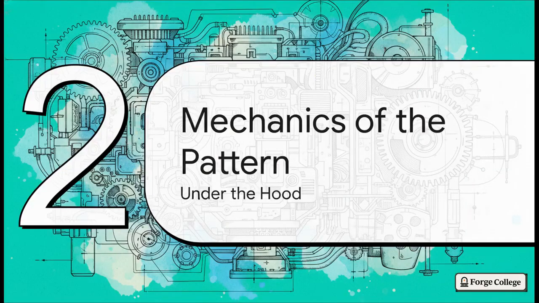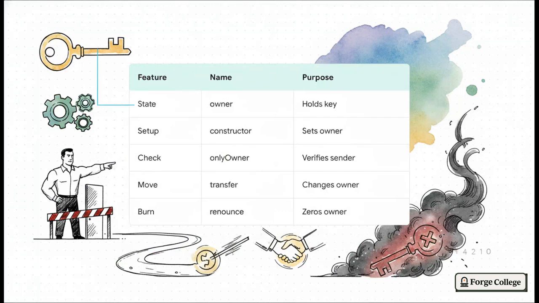Moving right along to Section 2, Mechanics of the Pattern. Let's go ahead and pop the hood on this thing. When you look at the engineering spec sheet for this pattern, it is beautifully compact. It really revolves around just 5 main features. First up, you have the owner variable. That just holds the single authorized address.